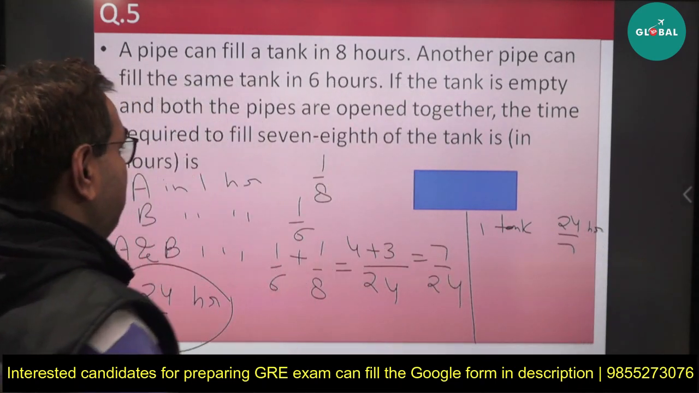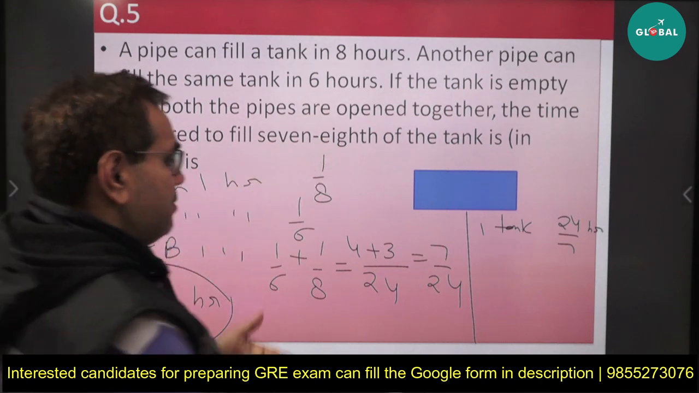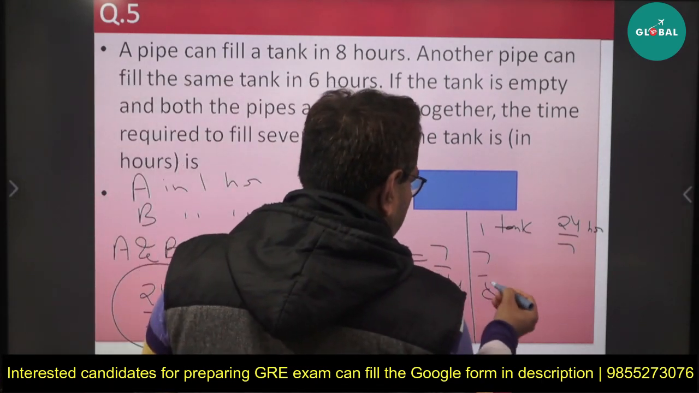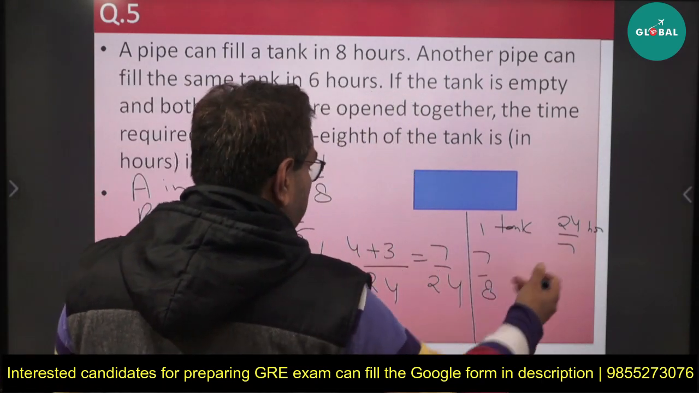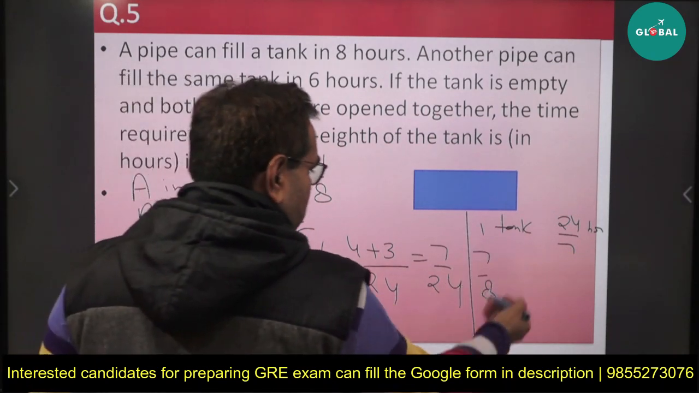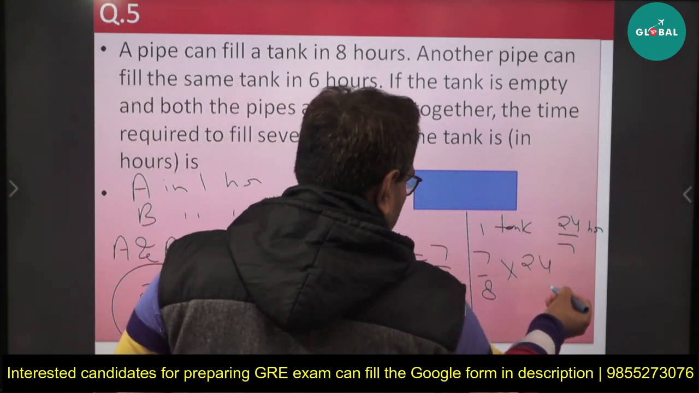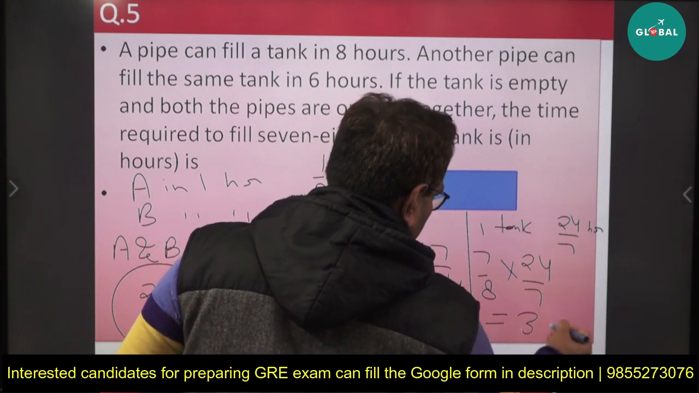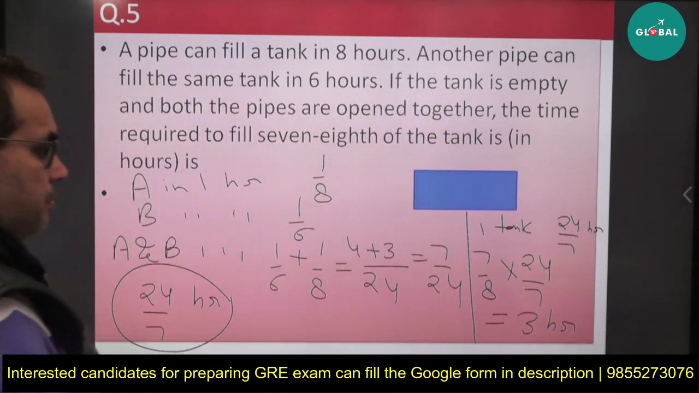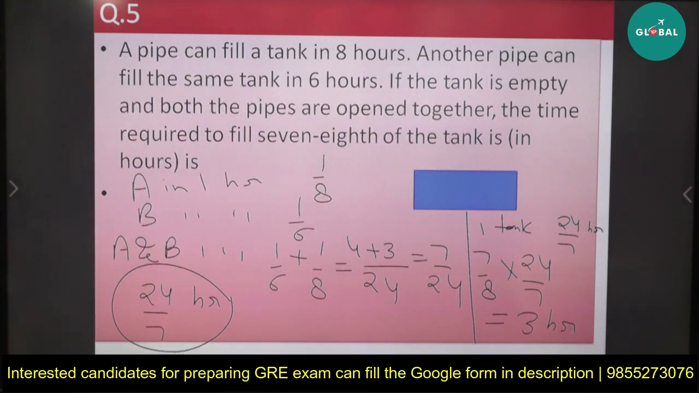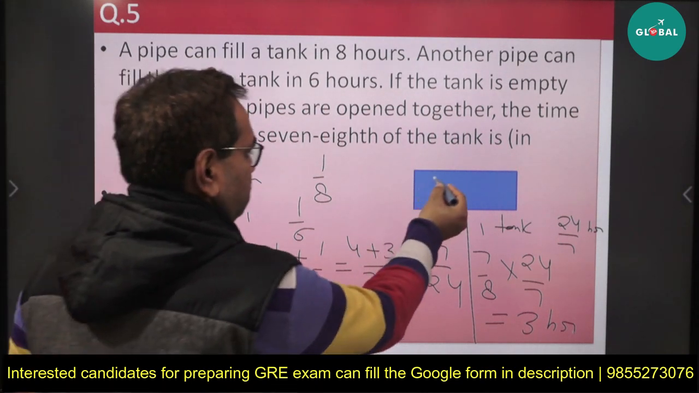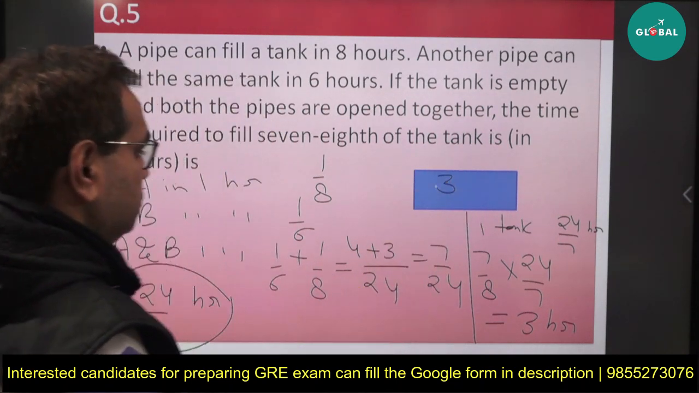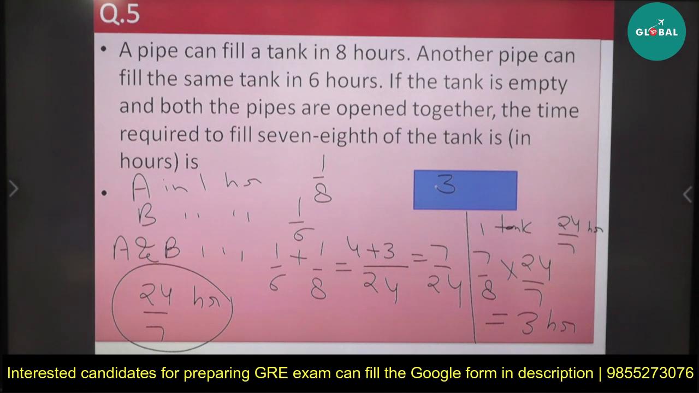So in what time can 7 upon 8 part of the tank be filled? 7 upon 8 of the tank can be filled in what time? So 7 upon 8 into 24 upon 7 equals 3 hours. So 3 is the right answer. This can be filled in 3 hours.